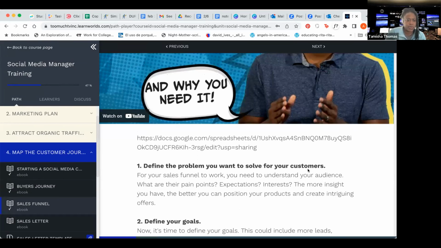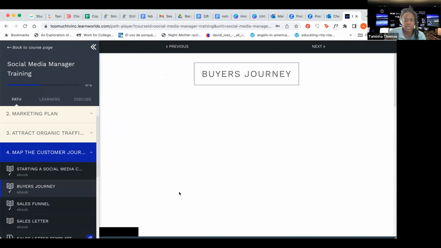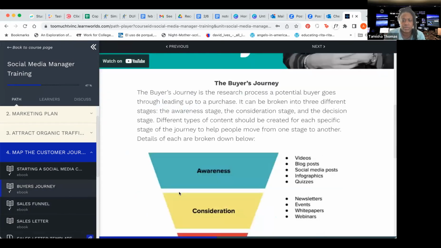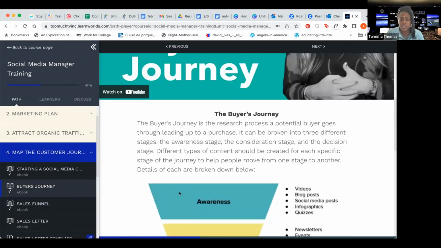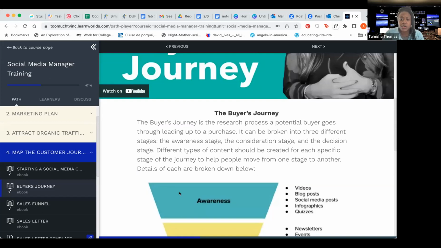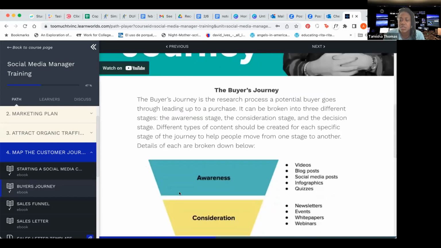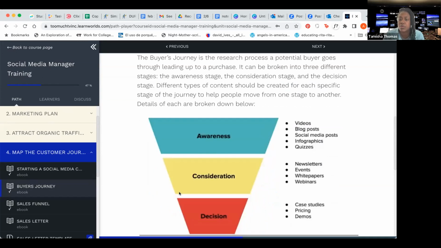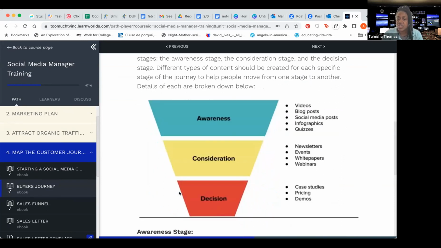So go back to buyer's journey and see if there was anything written on that page. Go down. Okay, so this is what it looks like. Your awareness looks like videos, blog posts, social media posts, infographics, and quizzes. Consideration is the newsletter, the events, the white papers, and the webinars. And then decision is the case studies, pricing, and demos. That's the content.